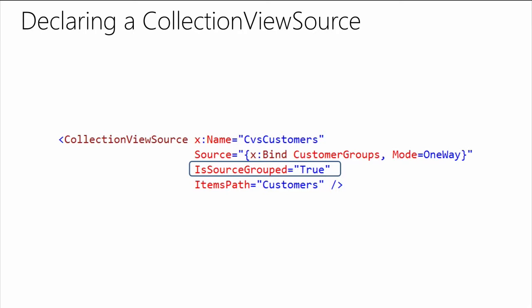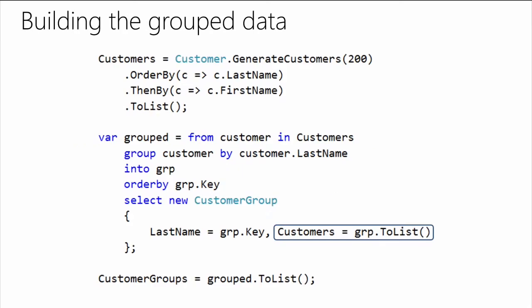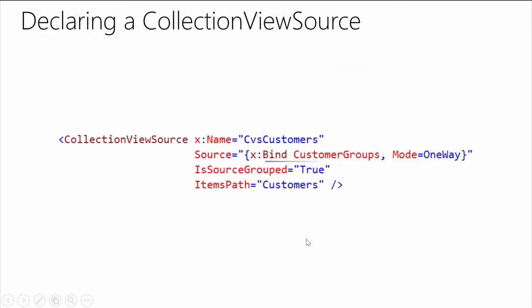We've also got a handy reference to the items path, which says how we get to the items inside here. If you recall on the previous slide, we have the customers object, which contains our customers. That is the path into the items within our selected object in the custom view. Now, items path is optional if your customer class inherits from collection. It knows how to handle it from there. Exactly, it'll use an indexer.